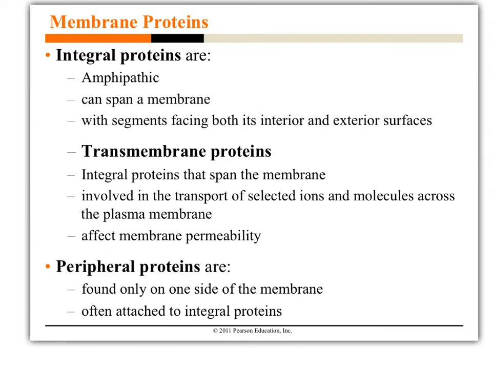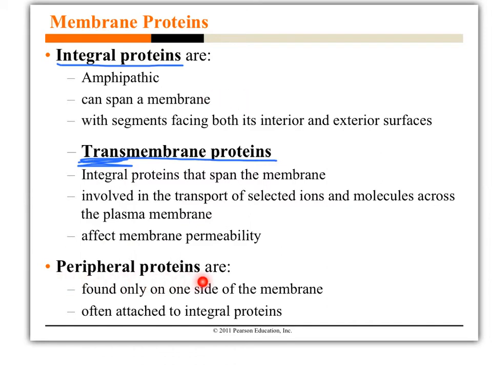Integral proteins mean they're inside, right? Within the membrane. They're amphipathic, span the membrane, both interior and exterior surfaces. We can also call them transmembrane proteins because they trans across the membrane. Okay, so a transmembrane protein, by definition, is an integral protein, right? Sometimes it can be a transport protein, help stuff across the membrane that can't get across by itself, like the big stuff, sugars that we talked about, can affect membrane permeability.